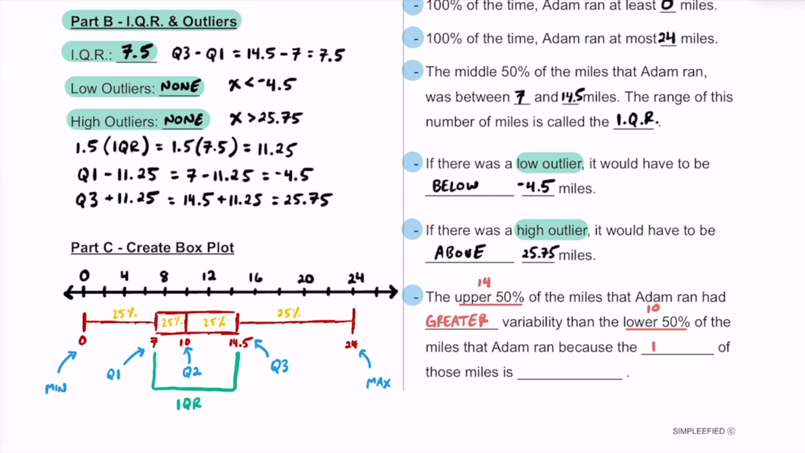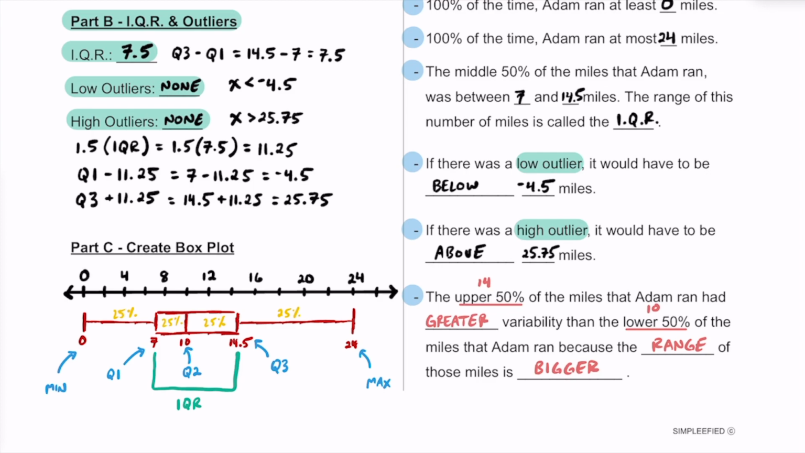Now, how do we know that? We knew that because the range, or you can say the spread as well, the range of those miles is bigger or greater, right? The range we got was 14 versus the range of the lower 50% was 10. So because 10 is less than 14 or 14 is greater than 10, we know that the upper half of the miles that he ran was more spread out than the lower half of the miles that he ran.